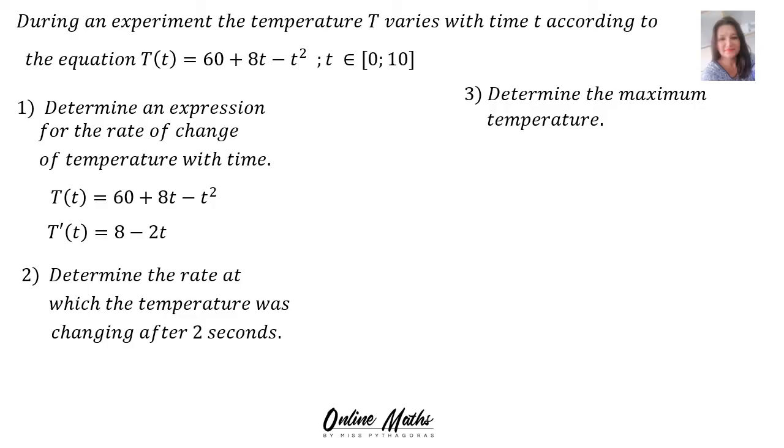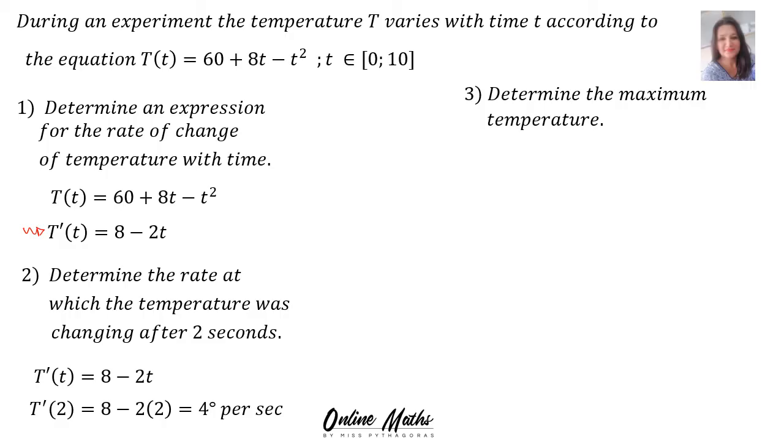Question 2. Determine the rate at which the temperature was changing after 2 seconds. So now you know that this little equation here, the derivative, this one is the rate of change. So now into the derivative, in t's place, you will substitute 2 and you end with 4 degrees per second.